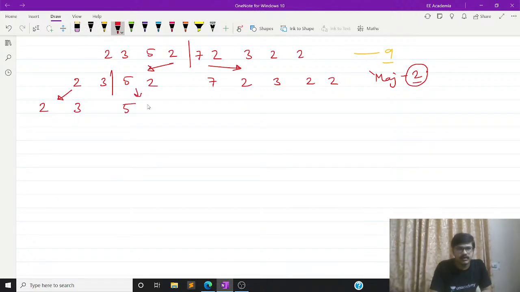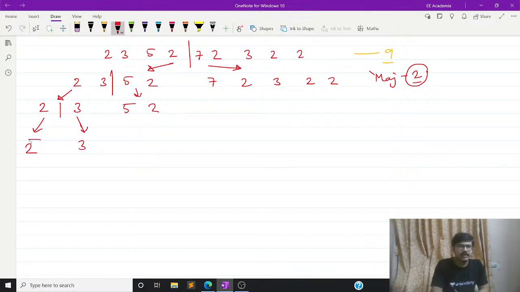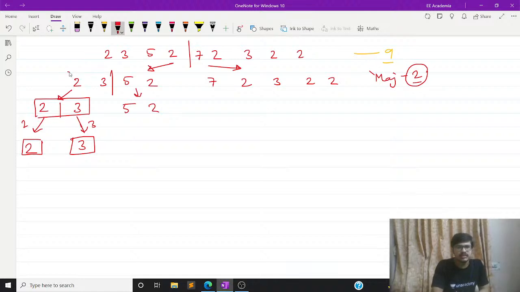Now I again divide this array into two halves, because we will divide it down to the smallest possible. So now this array contains 2 and this contains 3. Now what is the majority element in this array? The majority element is 2, right? And the majority element here is going to be 3, right? Okay. Now let's come back here. I will draw this like this, that will make things a bit more clear, I guess.